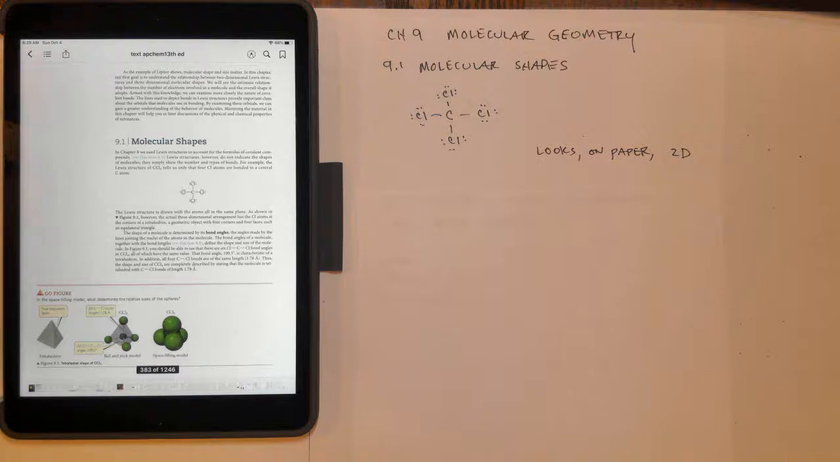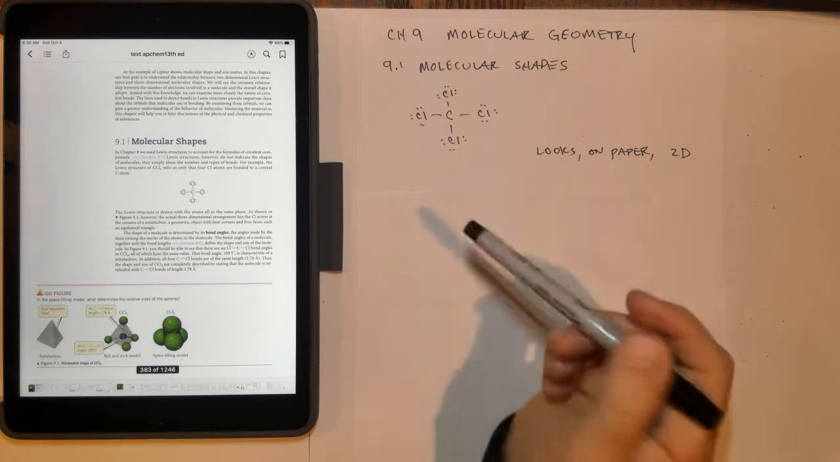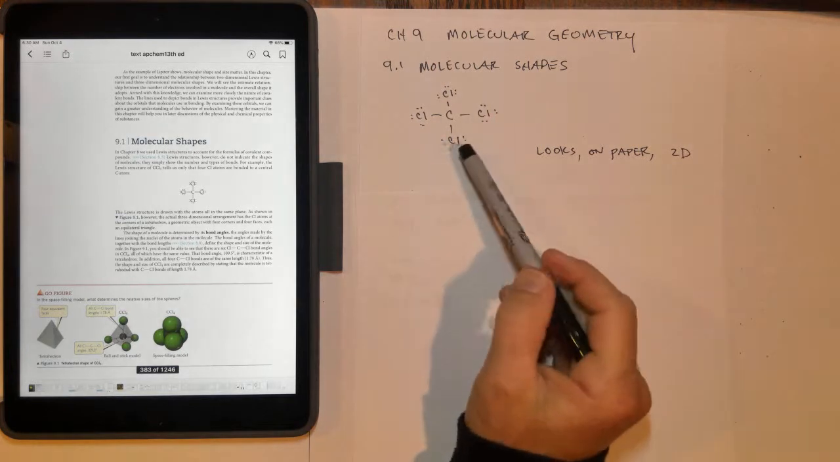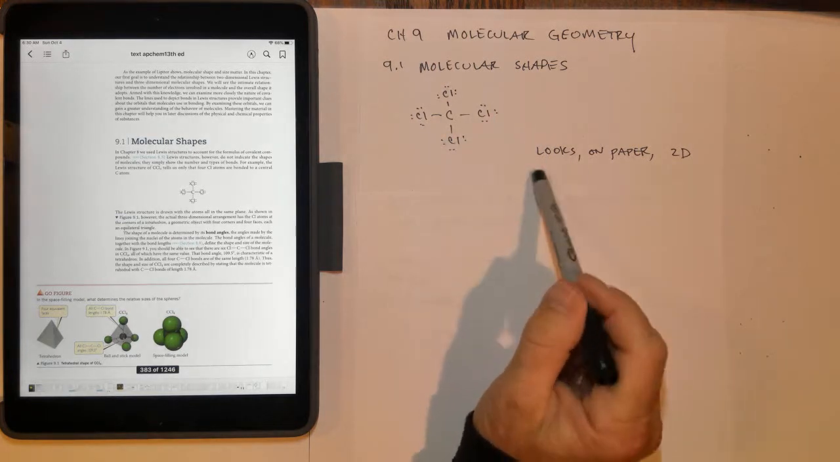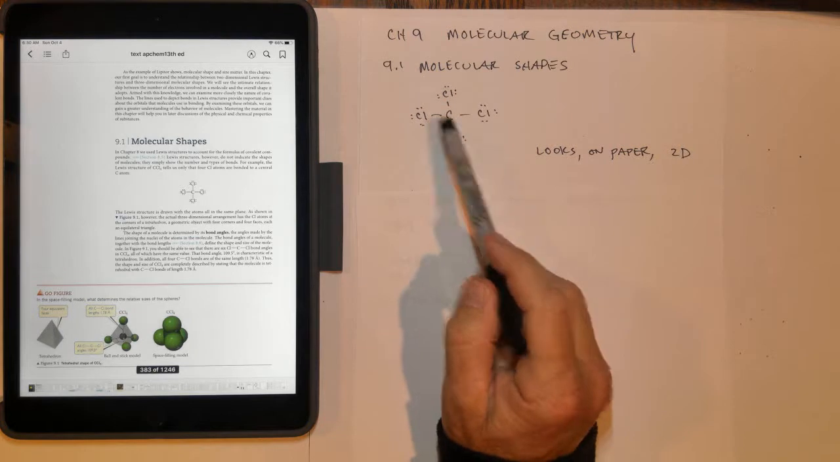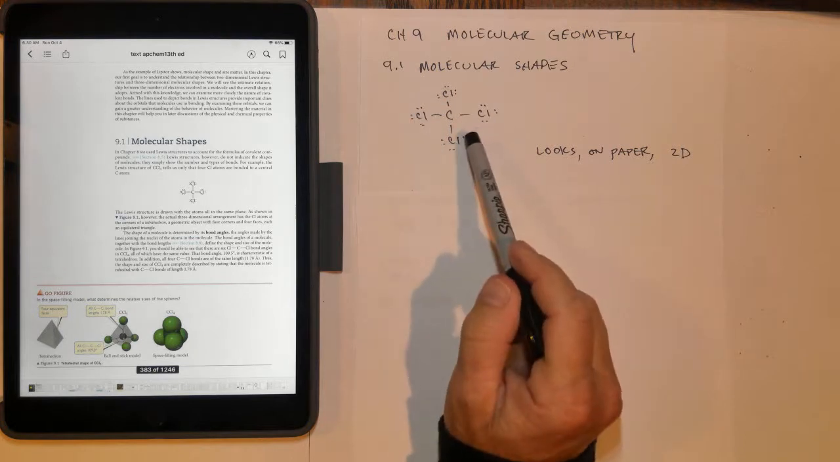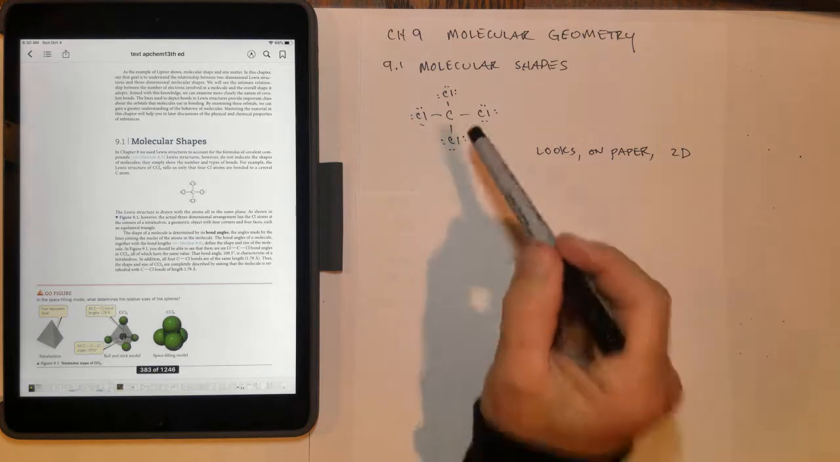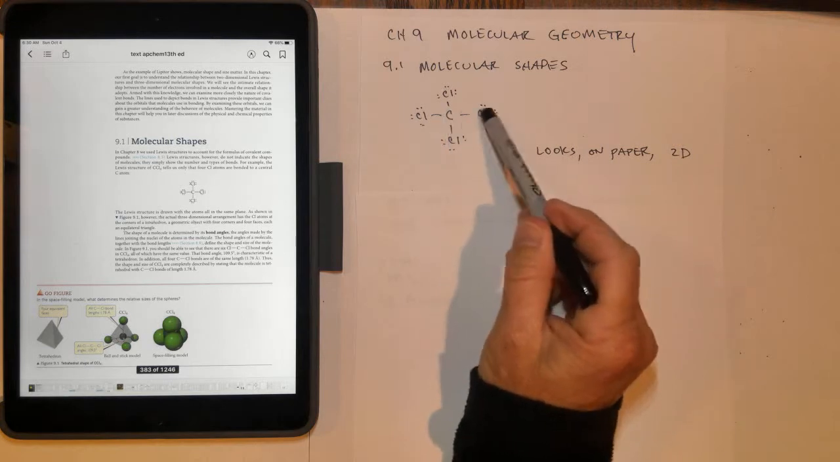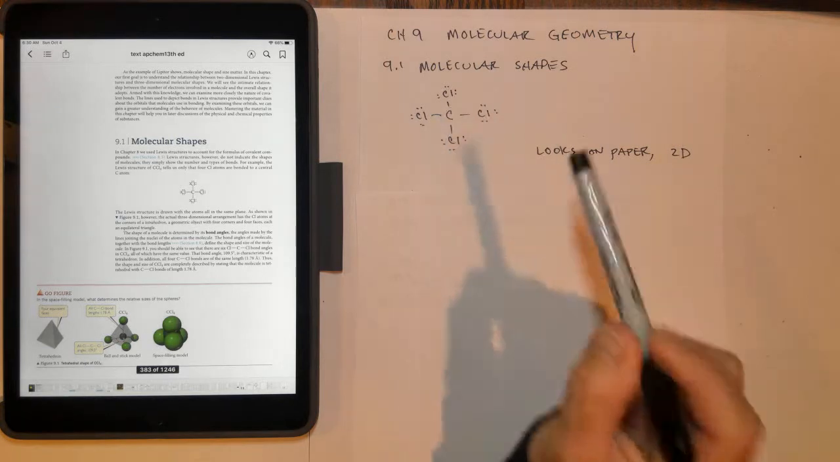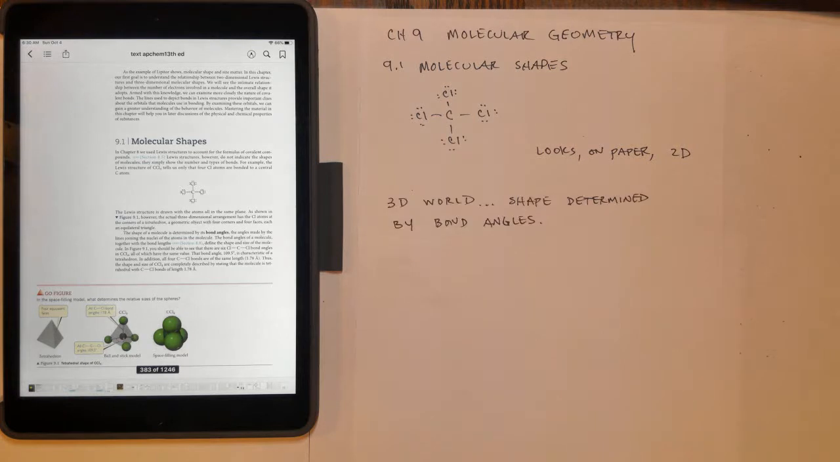So this is Chapter 9, Molecular Geometry. Back in Chapter 8, we learned how to draw Lewis electron dot structures, and here's a Lewis electron dot structure of CCl4. On paper, this Lewis dot structure looks two-dimensional, and it looks like there's 90 degrees between this chlorine and this carbon and this chlorine. But we live in a 3D world, and shapes are determined by bond angles in 3 dimensions, not 2.